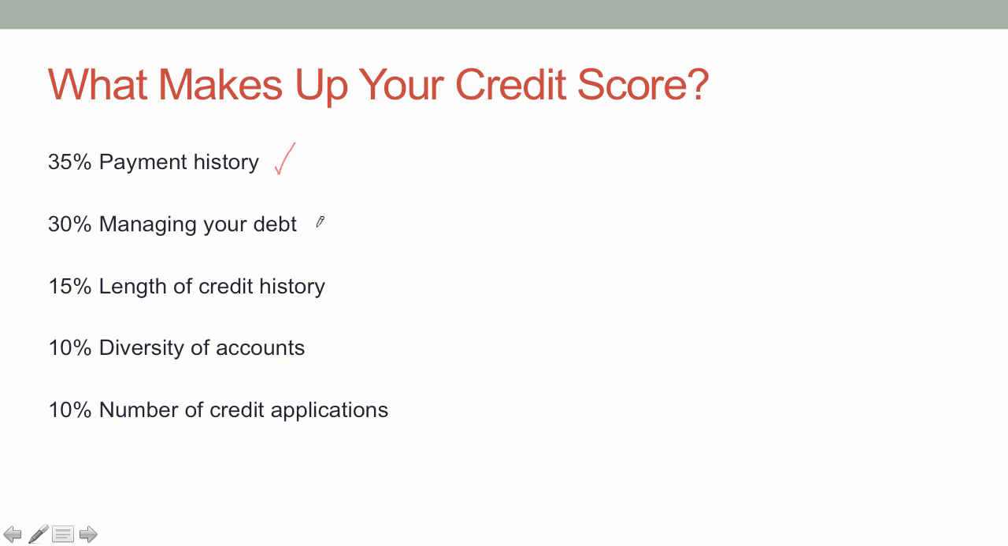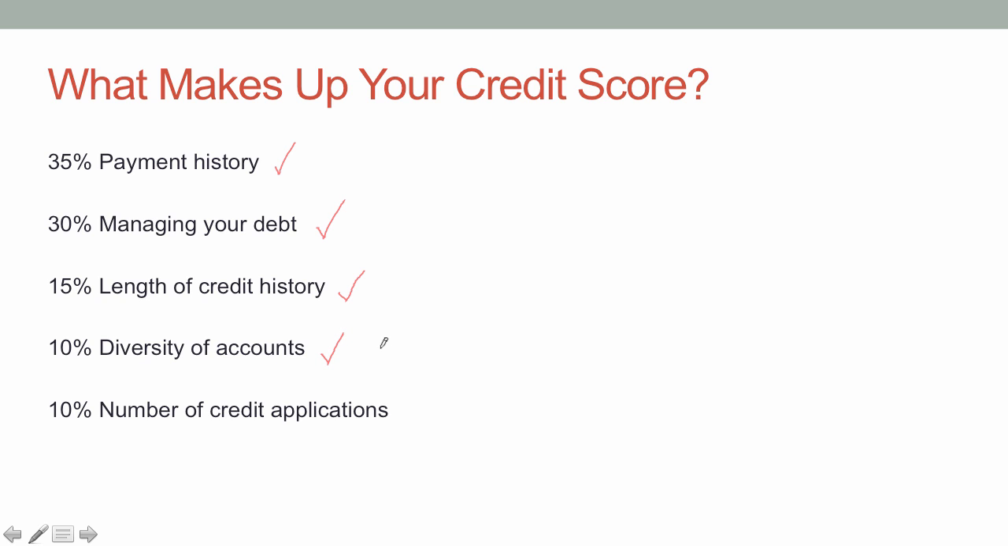Are you managing your debt? Do you have a lot of debt, or do you just have a little bit? The more debt you have makes you look like not a very good credit-worthy person. Your length of credit history. You guys are going to have a small length of credit history because you're just starting out as 18, 19, 20-year-olds. By the time you're in your 40s or 50s, you've built up a credit history and you can show that you're reliable.